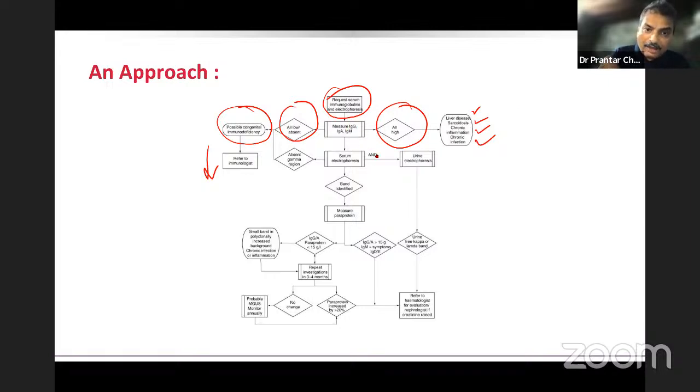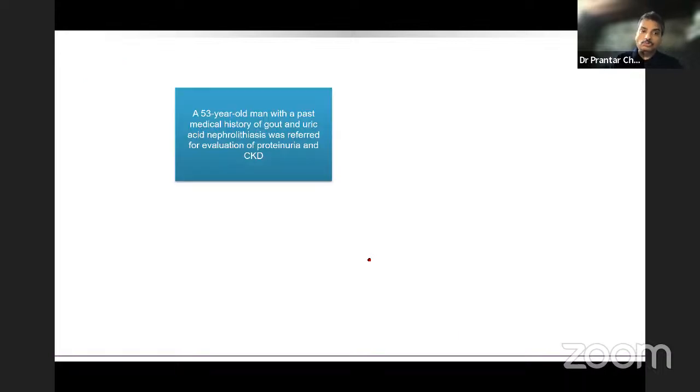If they are high or abnormal, do serum electrophoresis, identify a band, then see on immunofixation and refer to the immunologist. So this is what you do.